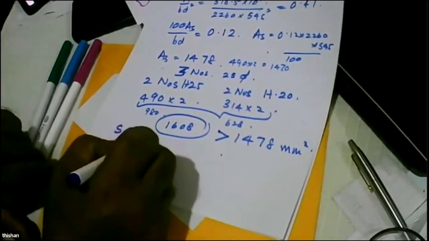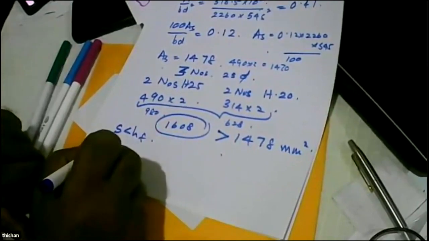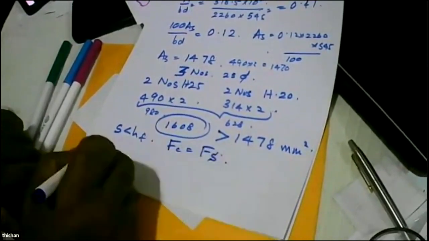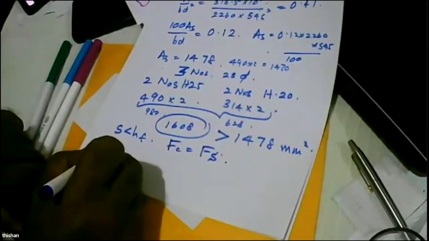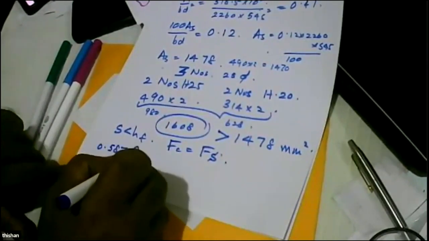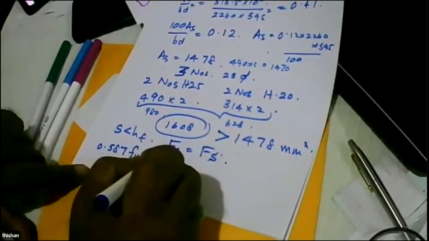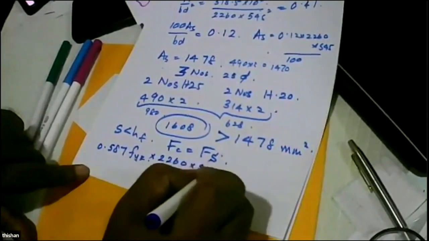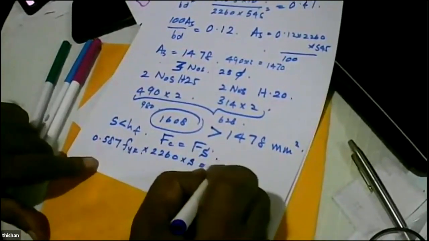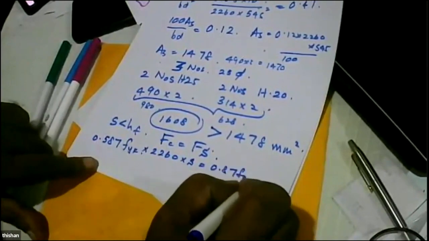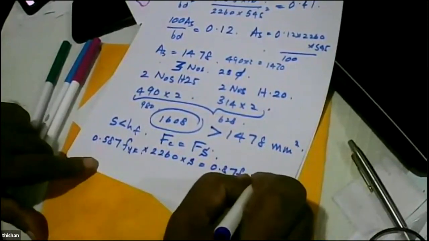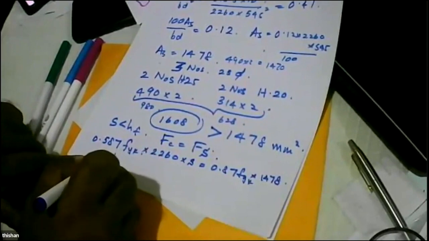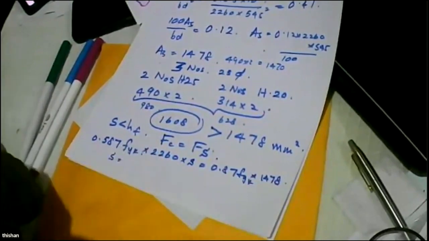So now we have to make sure that S is less than hf. So I say area of reinforcement: force in concrete is equal to force in steel. What is the force in concrete? 0.567 fck multiplied by breadth 2260 multiplied by S is equal to 0.87 fy multiplied by 1178, the area. From this, I can calculate S.